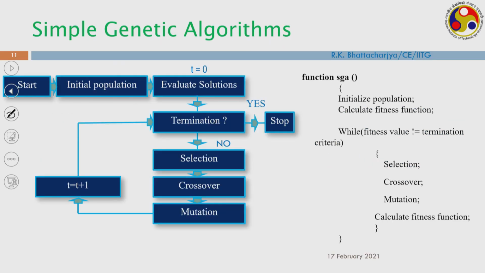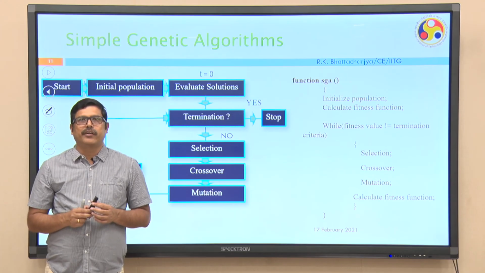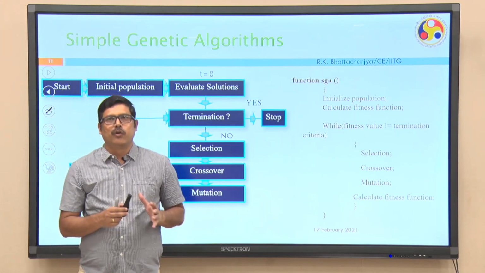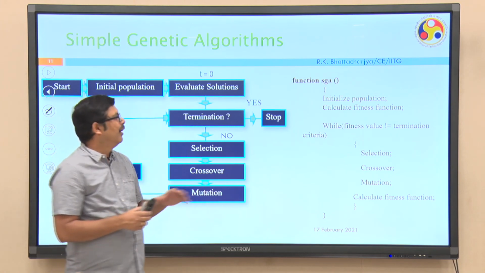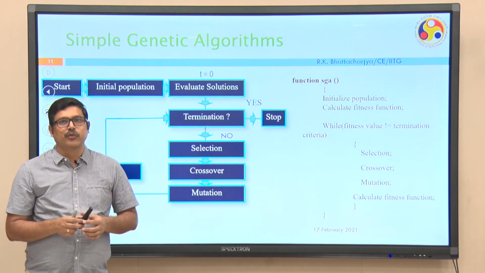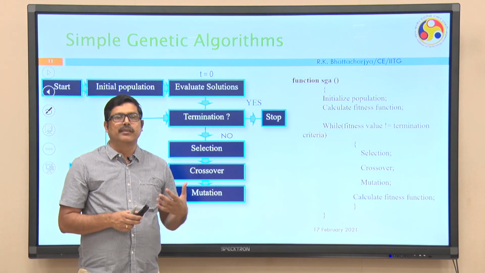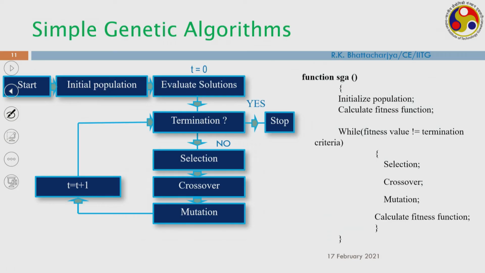Now, let us discuss the simple genetic algorithm. Okay. First I will discuss this one, and then I have also given the pseudocode for implementing the simple genetic algorithm. Here you start the algorithm and then generate the initial population. So, what you are doing is generating not a single solution, but a population. Population is nothing but a set of solutions.